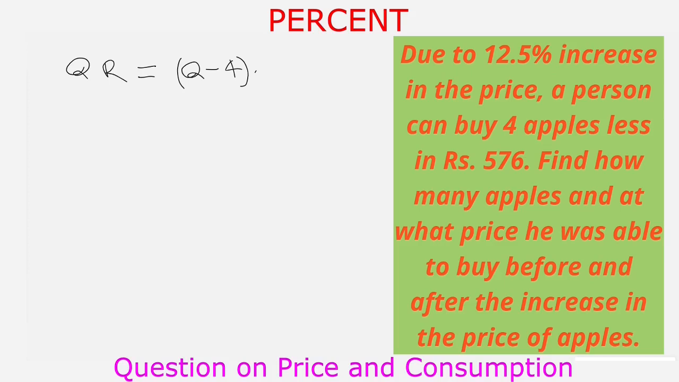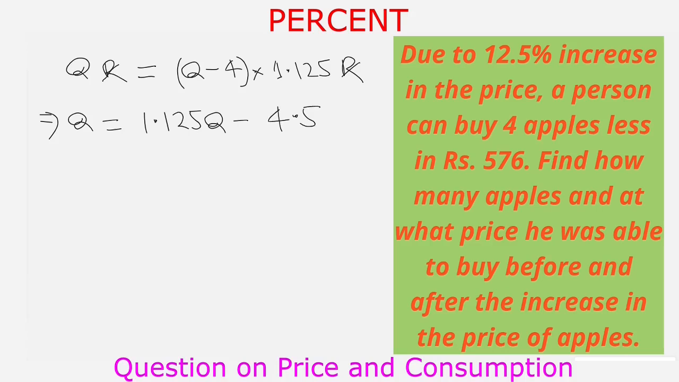If we increase 12.5%, then it becomes 112.5 upon 100 into R. Or in decimal terms, if we write it, then it will become 1.125R. I hope you have understood this step. We cancel R on both sides. Now Q is equal to 1.125 times (Q minus 4), which is 1.125Q minus 4 times 1.125. So this is 4.5. This way we can calculate the things fast.